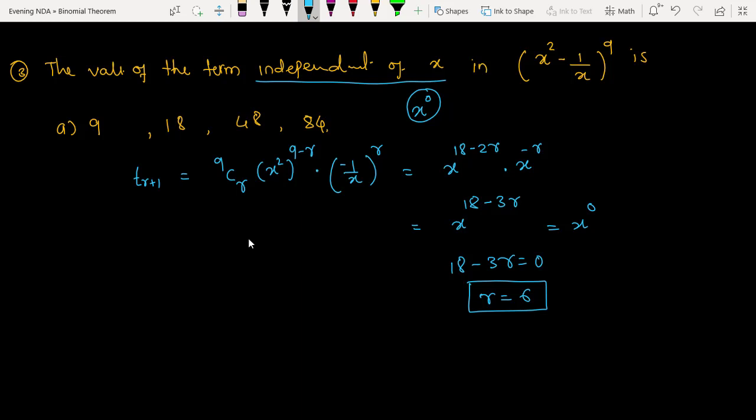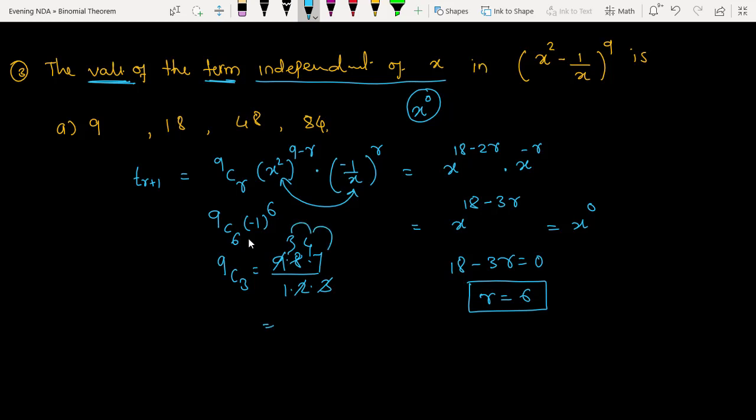They asked for the value of the term, not the term. Please make sure that they have not asked the term, they have asked the value. So 9c6. There is no other constant in this expansion apart from this minus 1. So if I take that minus 1 to the power 6, it is not going to change anything, since minus to an even power is only positive. So 9c6 is how much? 9c3, which is nothing but 9 into 8 into 7 divided by 1 into 2 into 3. 3 times 3 is 9, 2 times 4 is 8, 4 times 3 is 12, 12 times 7 is how much? 84. This is what the answer is.